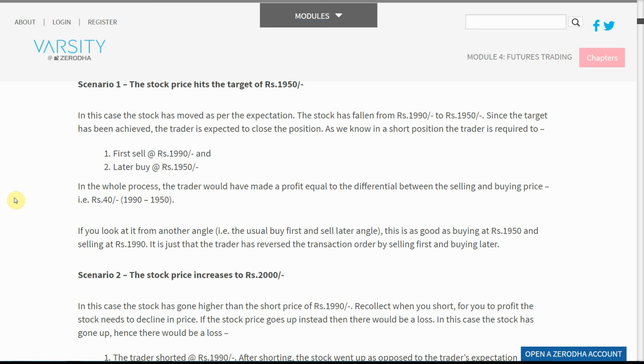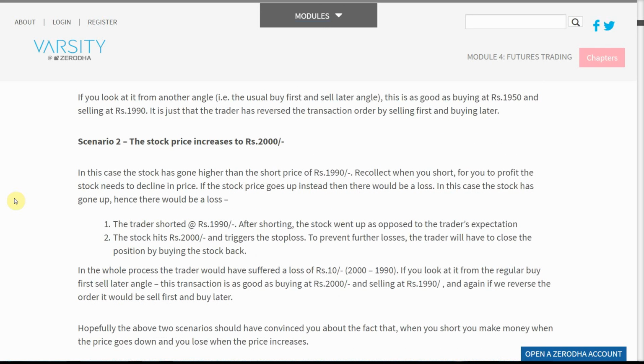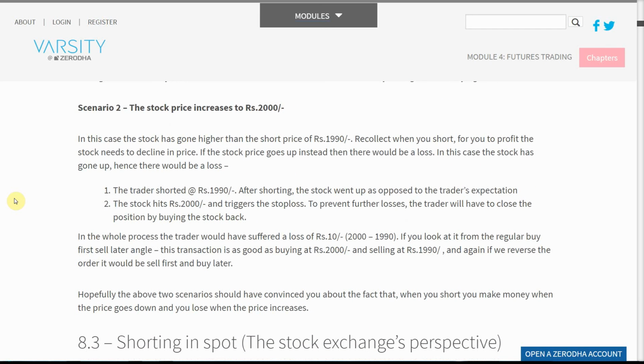If you look at it from another angle, i.e., the usual buy first and sell later angle, this is as good as buying at 1,950 rupees and selling at 1,990 rupees. It is just that the trader has reversed the transaction order by selling first and buying later. Scenario 2: the stock price increases to 2,000 rupees per. In this case, the stock has gone higher than the short price of 1,990 rupees per.